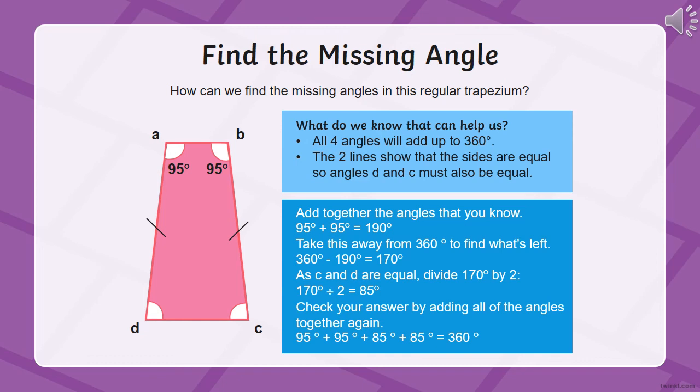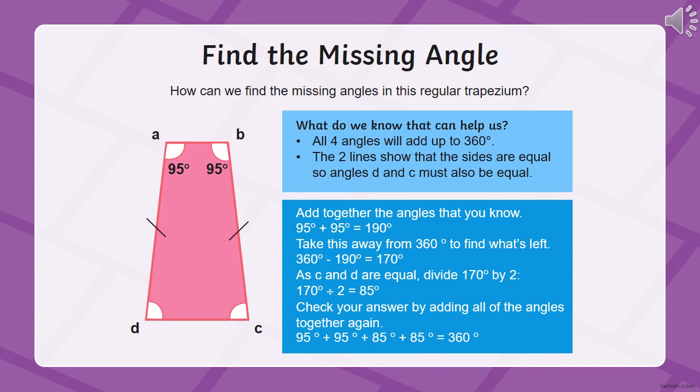We know that all the angles must equal 360 degrees. So if we take 190 away from 360, that gives us 170. That means that D and C must equal half of 170. So if we divide that by 2, that gives us 85. We now know that D and C equal 85.